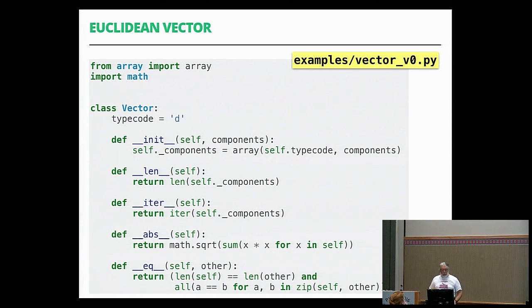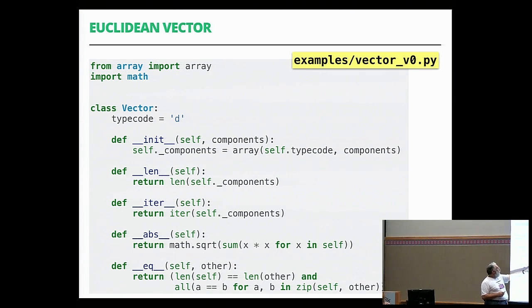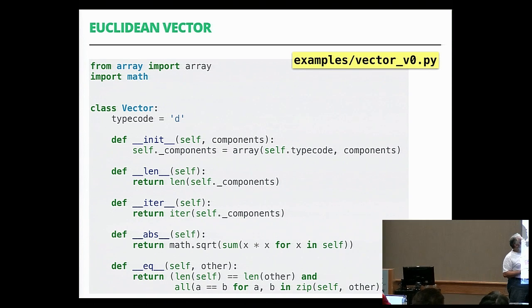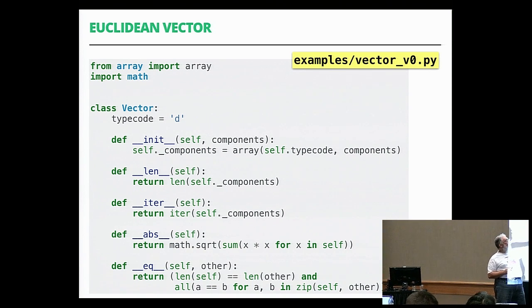All right, so let's talk about this first implementation, the version 0 of Vector. This doesn't support addition yet, but it supports some basic operations. So let me explain how this works. The way this is constructed means that the component's argument can be any iterable, right?